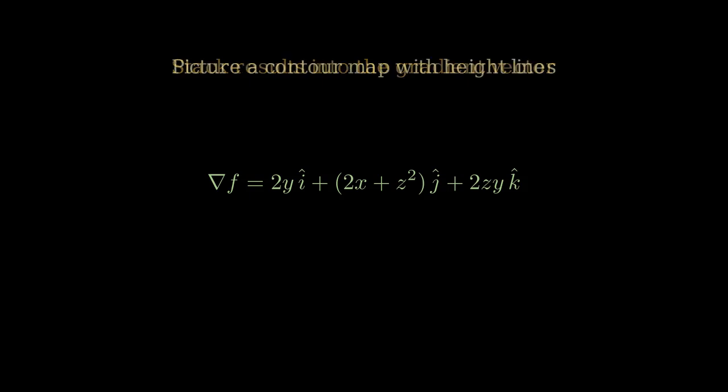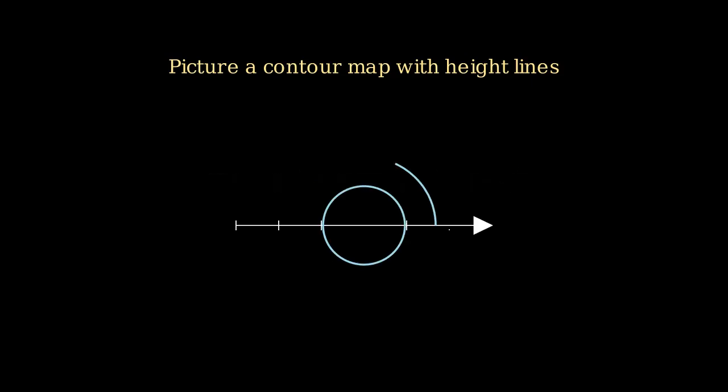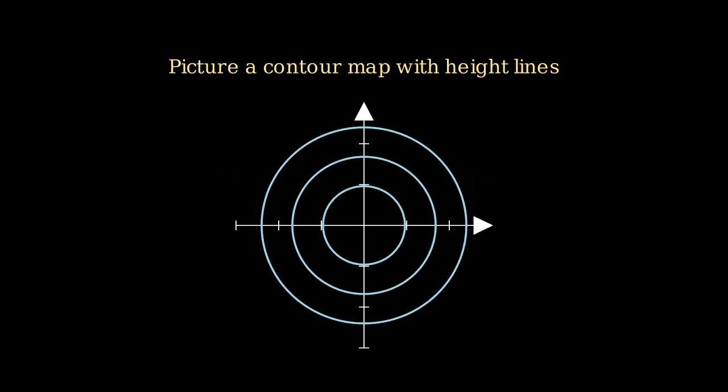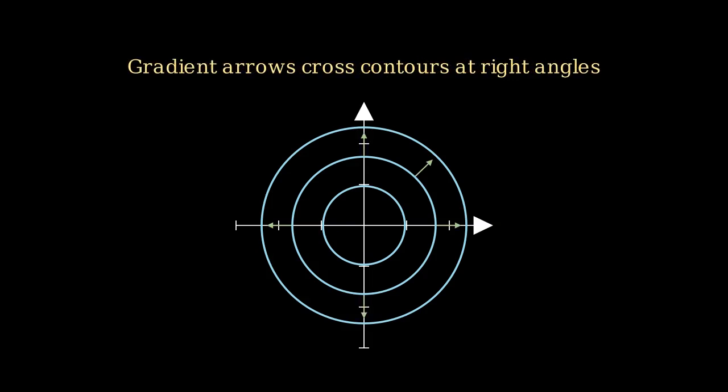Now for a key visual fact that ties back to how we sketch these fields. Picture a contour map, like on a hiking map, with lines showing constant height, and now picture the gradient arrows drawn on that same map. Every single gradient arrow crosses the contour lines at a perfect right angle. This is because contour lines show where the function isn't changing, while the gradient shows the direction of fastest increase, and these two directions are always perpendicular, everywhere, without exception.